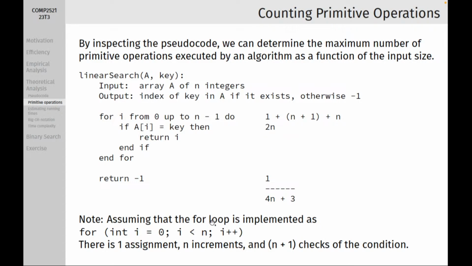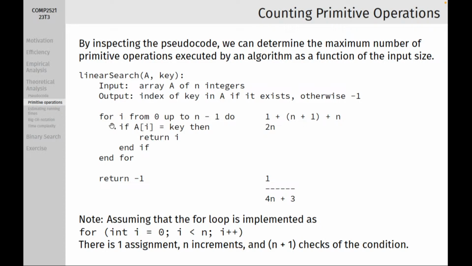And then the increment: how many times does the increment occur? It occurs n times. Initially the value of I is 0, then it increments to 1, then to 2, and it stops once it increments up to n, because then the condition will be false. So the increment occurs n times.